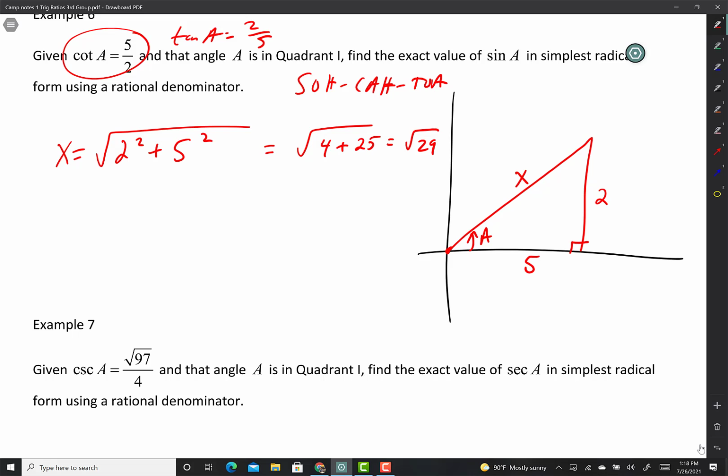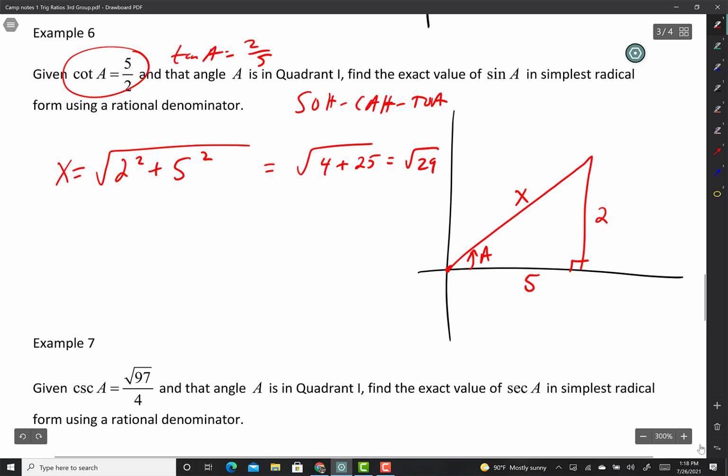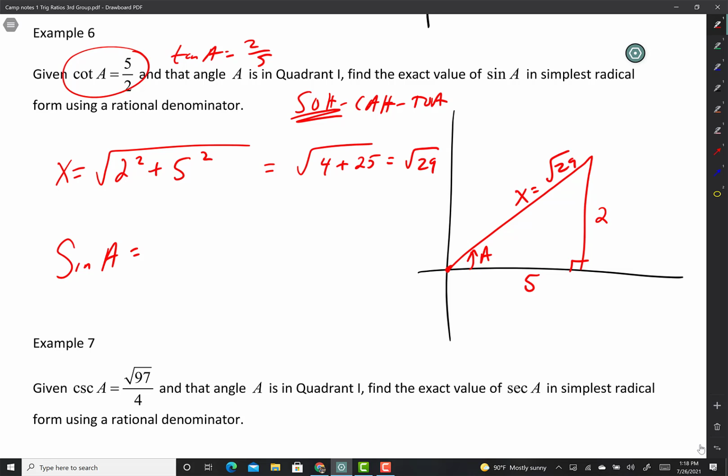So now we're going to go, what do they want? Sine A. So I'm going to double underline the so part. So sine of angle A, that means x is square root of 29. And I'll slow down. Sine of angle A is opposite 2 over hypotenuse, square root of 29.